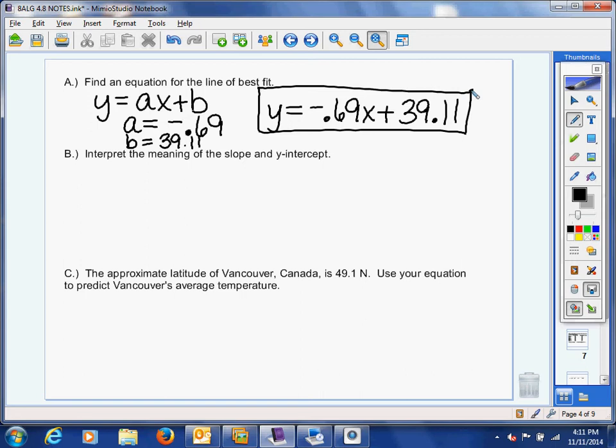Interpret the meaning of the slope and the y-intercept. So here's the slope. We know that that's the number, but what does the number mean? And here's the y-intercept. Here's the number, but what does the number mean?